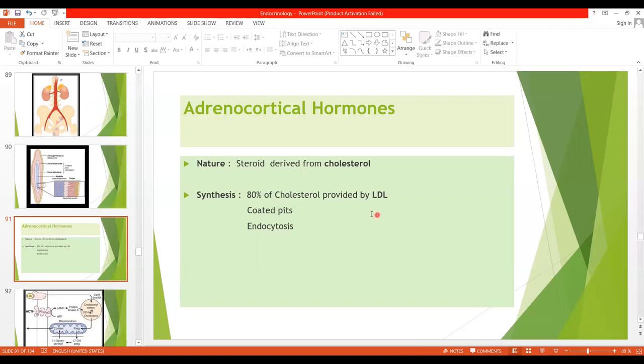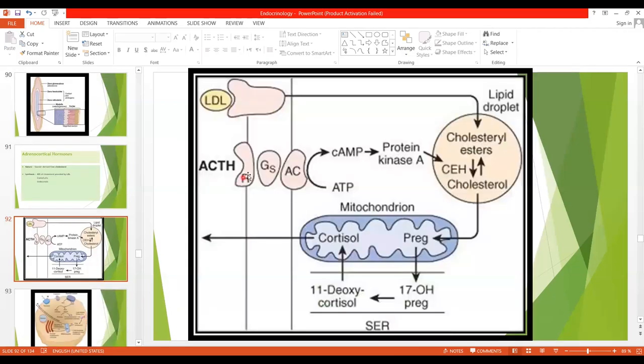It goes towards the adrenocortical cell membrane, where special structures called coated pits are present, and it binds with the specific receptors on the coated pits. Then these pits undergo endocytosis, and vesicles are formed, which fuse with the lysosomes, and then the cholesterol is released. As you can see in the diagram, this LDL provides cholesterol for the synthesis of steroid hormones. Once the cholesterol enters the cell, it is transferred to the mitochondria, where an enzyme called cholesterol desmolase converts cholesterol to pregnenolone.